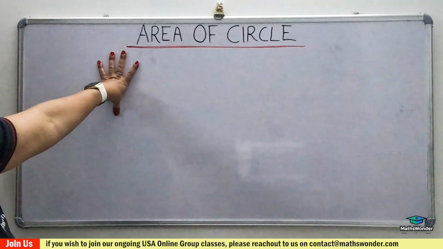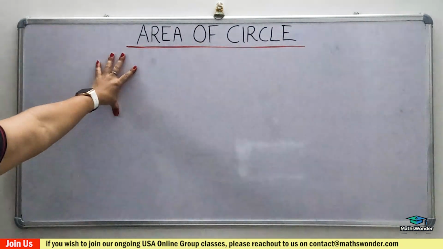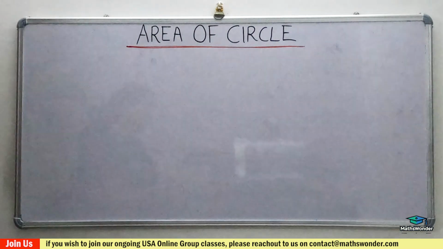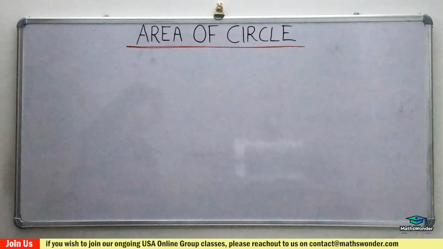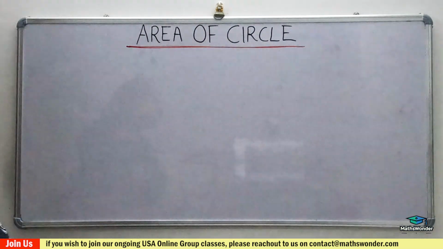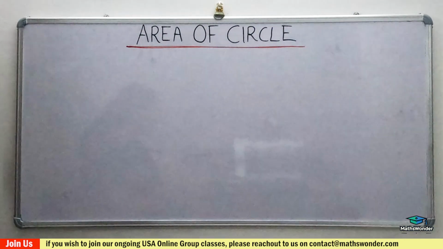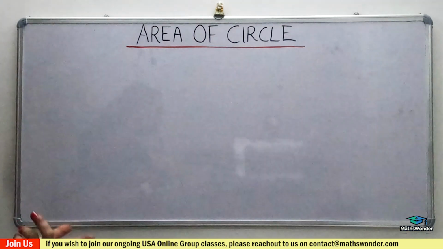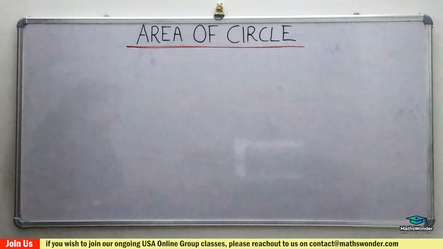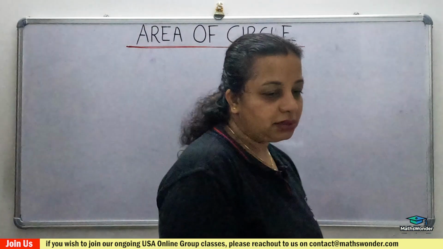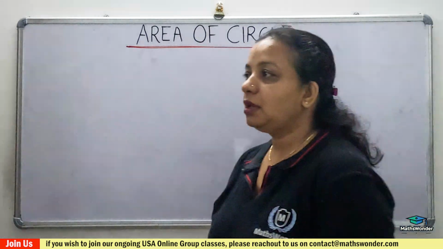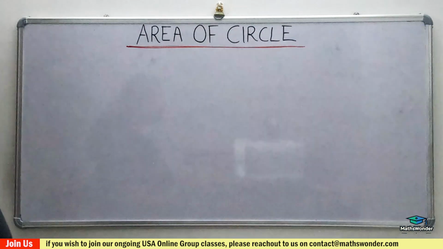So today's topic is area of circle. What is area of circle? Suppose your study table has a circular top of radius 2 meter. You want to get the table top polished. The cost of polishing the table is, suppose, $15 per square meter. How will you find the total cost of the polishing?